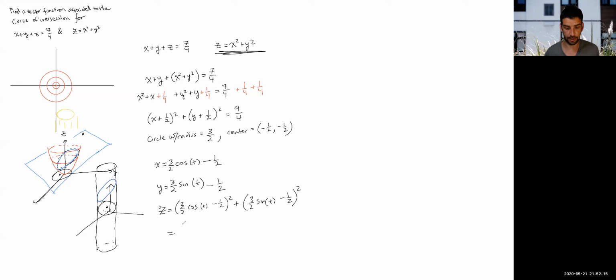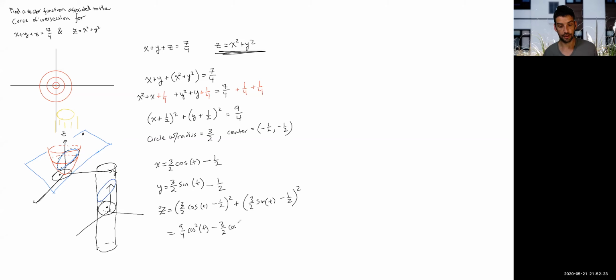So if I square this thing, I'm going to get 9/4 cosine squared t. I'm going to get minus 3/2 cosine t. I'm going to get plus 1/4. Just make sure, yeah, that's right. And then I'll get almost the same thing here.